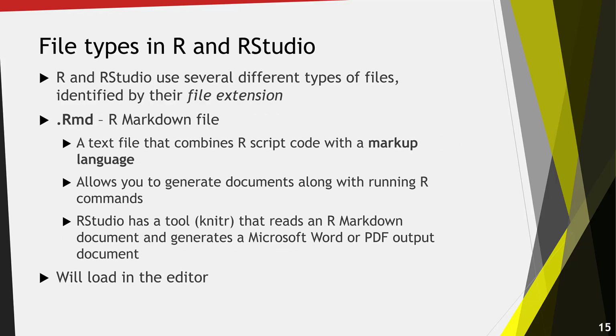The last type of file that I'll mention here is an RMD file, which is an R markdown file. We'll talk about these more in a couple of sections, but a markdown file is a text file that combines R script code with a markup language. What that allows you to do is generate documents along with running R commands. This is a very nice way to generate dynamic documents that update automatically when you get new data. RStudio has a special tool called Knitr that reads R markdown documents and generates either a Microsoft Word document or a PDF document, translating all of the R code and markup into something that would be put into the text document. Again, RMD files are going to be loaded in the editor, and we'll talk extensively about how you would actually generate those down the road.